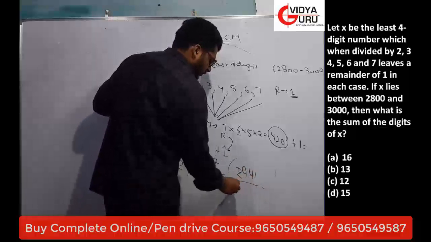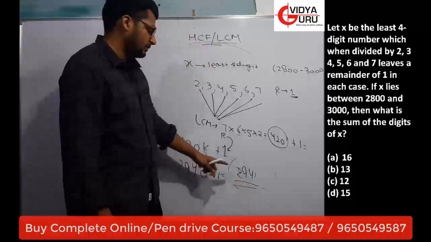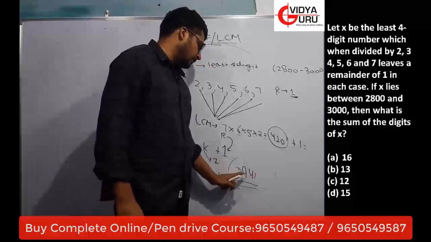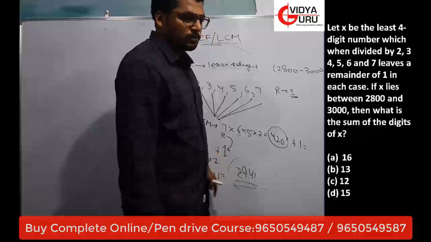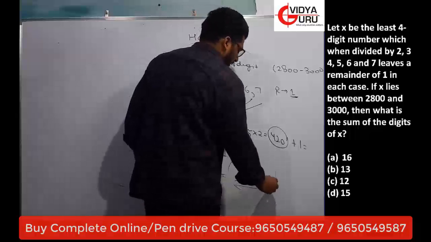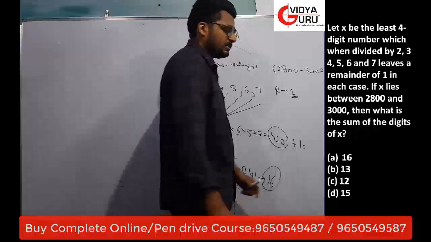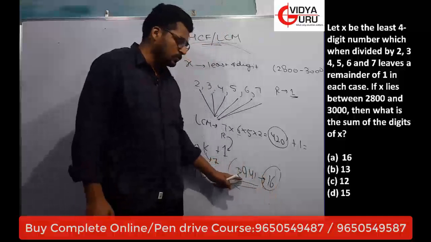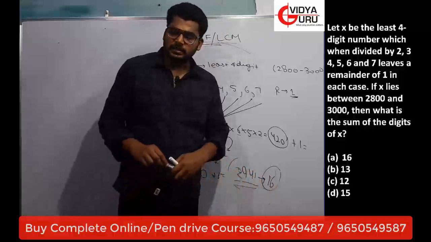The question is asking what is the sum of digits of this number. The sum of digits will be 9 plus 1 is 10, plus 4 is 14, plus 2 is 16. The sum of digits will be 16. The number was 2941, and its sum of digits is 16.